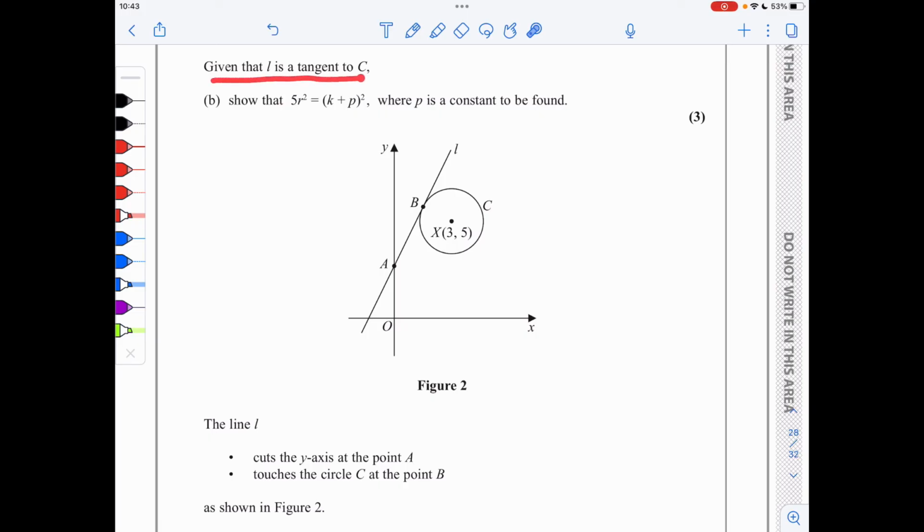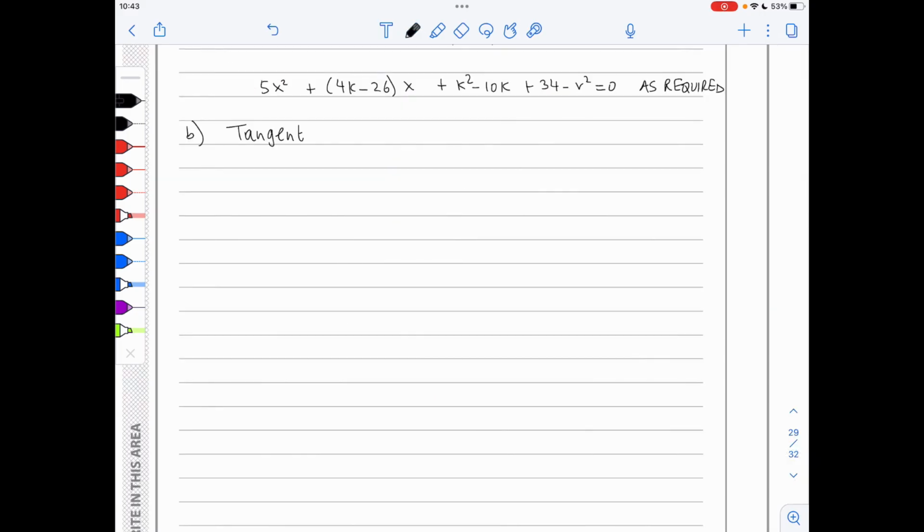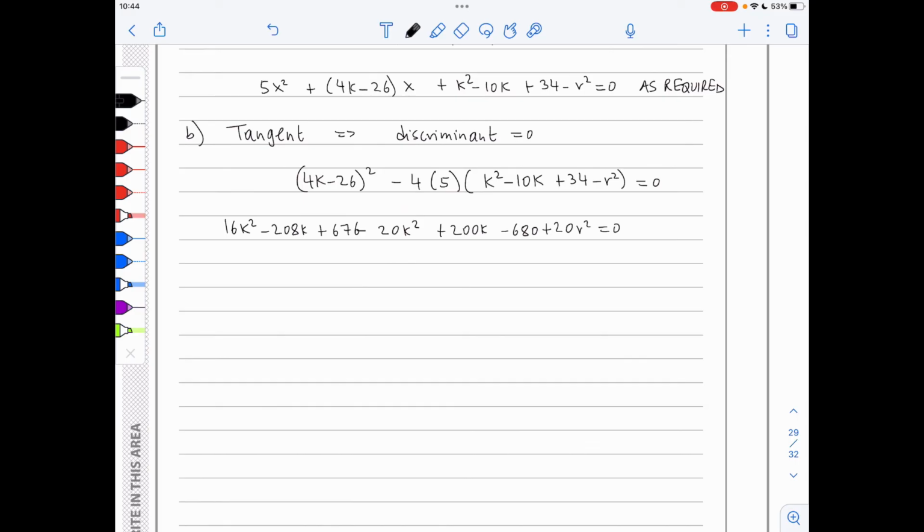In B, we are told that L is a tangent to C, and we need to show that this relationship holds true for some constant P to be found. So we know if the line is a tangent, then the discriminant is 0, and we have obtained a quadratic in x. So the b is 4k - 26, so b² - 4ac, where a is 5 and c is k² - 10k + 34 - r². These must be 0 because the line is tangent. So we get 16k² - 208k + 676 - 20k² + 200k - 680 + 20r² = 0. Collecting like terms together leads to -4k² - 8k - 4 + 20r² = 0.